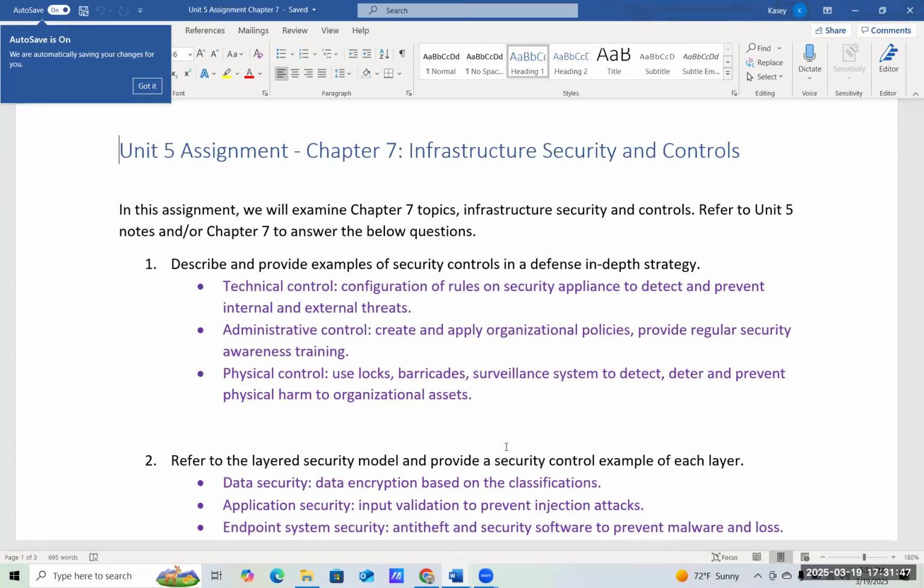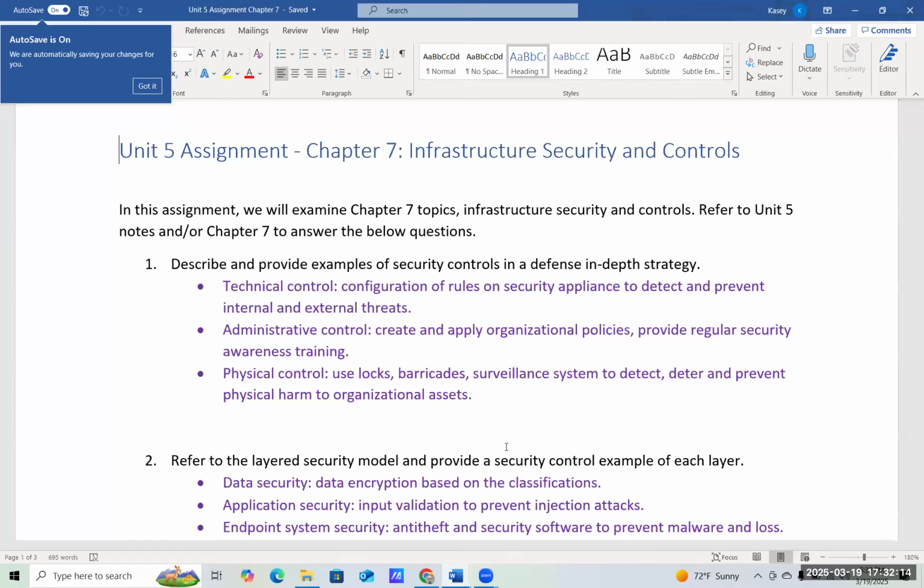Then we have the physical control that pertains to the physical device, the physical facility, the building, right? So we would use locks, barricades, surveillance. And we want to make sure that we detect, deter, and prevent, right? That's our role in physical control.